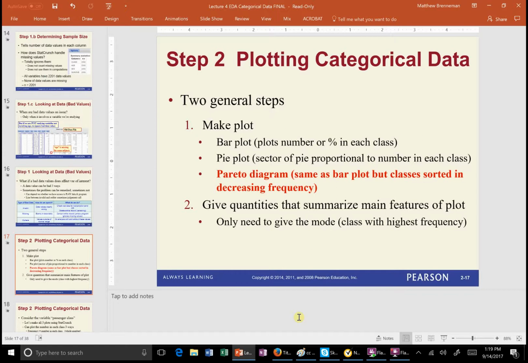How many people heard of a Pareto diagram before class? One? Okay. Do you know who Pareto was? Oh man. Economics, you guys should know this. I'll tell you this real quick. So Pareto lived in the late 1800s. He was an Italian economist. He was curious about everything. He had a tremendous mind.